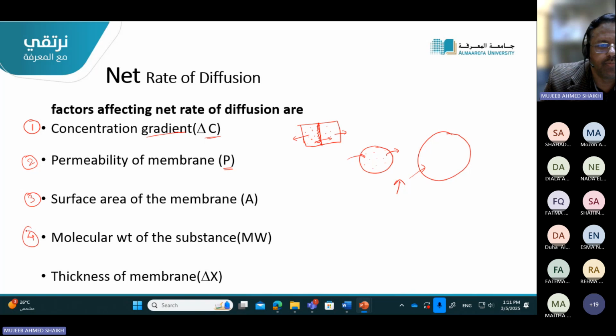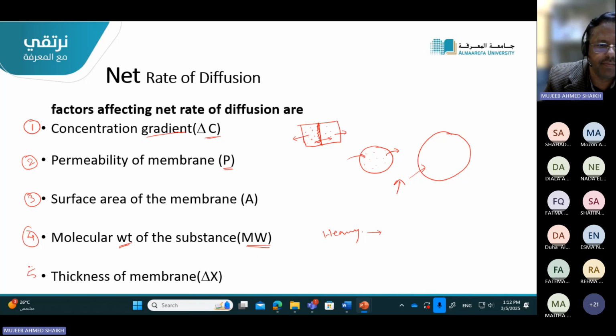Number four, molecular weight of the substance. Which substance is transported? If it is heavier, then it will move slowly, just like a very obese person. If it is crossing a road, it will be slow. If a thin person or a child is crossing, it will be faster. So the rate of diffusion will be depending upon molecular weight of the substance. So this is the fourth factor.